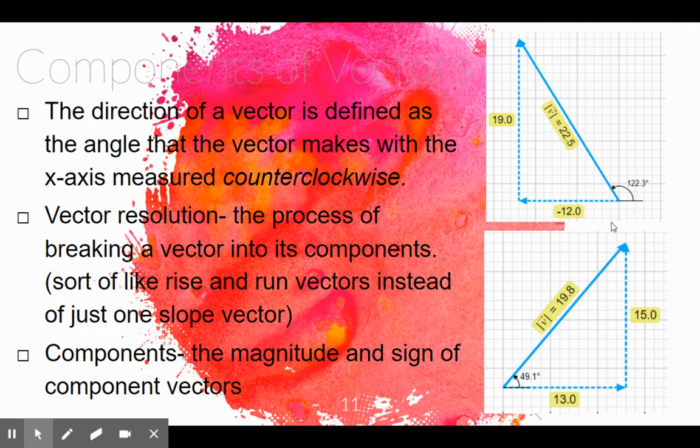Notice even though there's a little triangle here, the angle's not inside of that triangle, because that wouldn't be counterclockwise from the x-axis. So we're always going to go counterclockwise from the x-axis to measure the angle of our vectors.